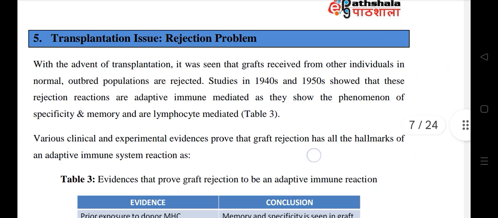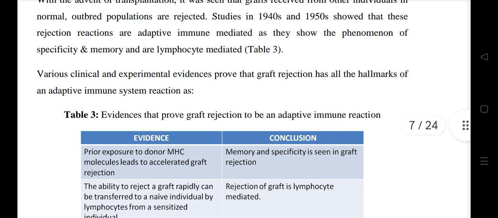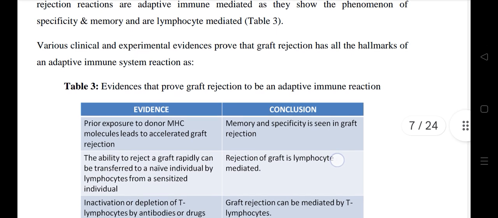Transplantation issue, rejection problem. With the advent of transplantation, it was seen that grafts received from other individuals in normal outbred populations are rejected. Studies in the 1940s and 1950s showed that these rejection reactions are adaptive immune mediated, as they show the phenomenon of specificity and memory and are lymphocyte mediated. Various clinical and experimental evidence proves that graft rejection has all the hallmarks of an adaptive immune system reaction. Evidence that graft rejection is an adaptive immune reaction.